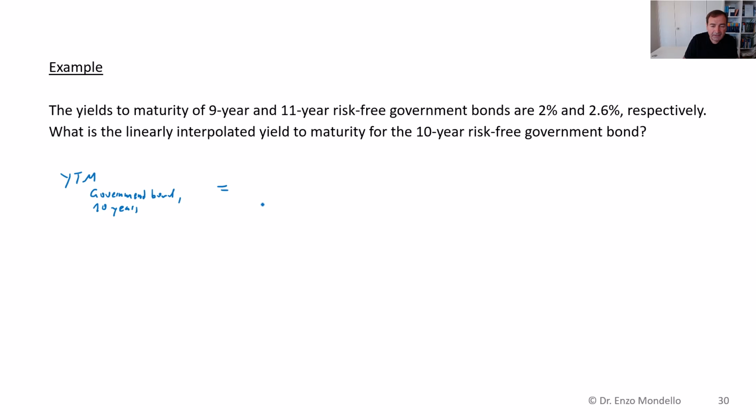we can take the yield to maturity of the government bond with a shorter maturity, so that's 2%, plus the time to maturity of the government bond that we want to calculate its yield to maturity, so that's 10 years, minus the time to maturity of the government bond with a shorter maturity, that's 9 years, and that we divide then by the time to maturity of the government bond with a longer maturity, so 11 years minus the time to maturity of the government bond with a shorter maturity of 9 years.